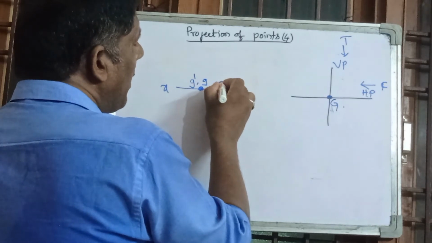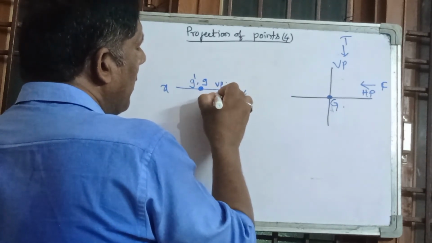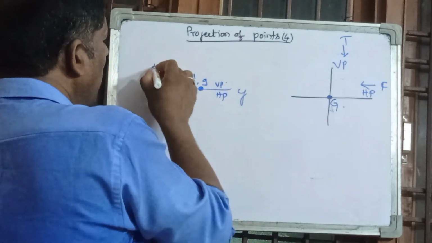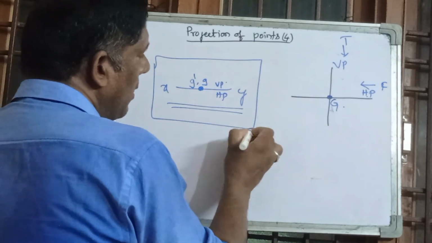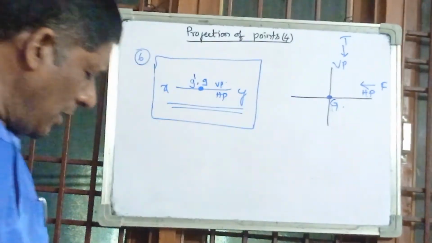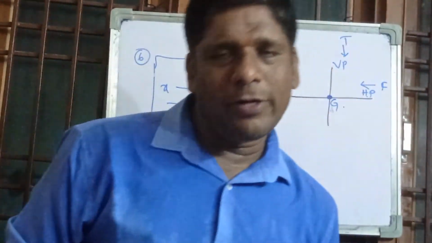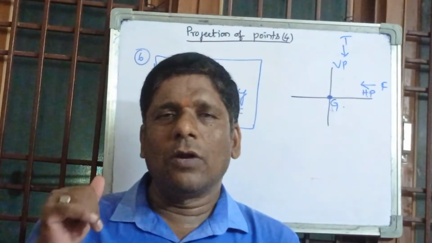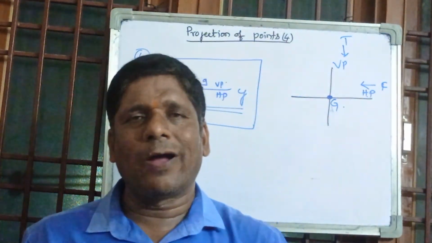Vertical plane and horizontal plane. Go through here and go for the given data, question number 6 or 5, whatever it may be. So like that, the projection of points, either one point or two points, whatever it may be, you can solve the problems from projection of points. So with this I am ending this projection of points.